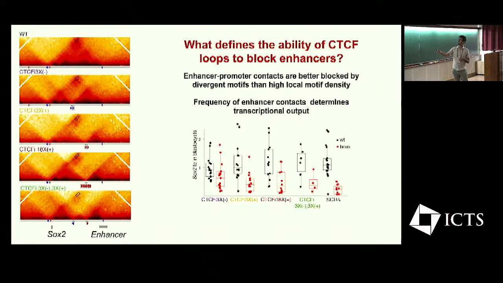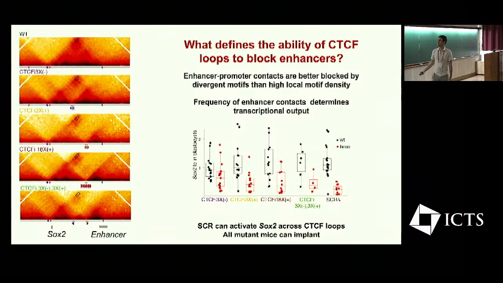But you can also see that they do not block as much as the full enhancer deletion. So even with this very strong double boundary, you still have some induction of SOX2 expression, and you can see that they still interact even if at low frequency. So SCR can still activate SOX2 across CTCF loops, and all these mutant mice were still able to implant. This goes with what Dan was saying this morning. Mouse embryos go to the work of making this much SOX2, but even if you lose 90% of it, they're still fine, as long as they have some of this SOX2, which is an essential transcription factor. But the amount of SOX2 doesn't really matter.